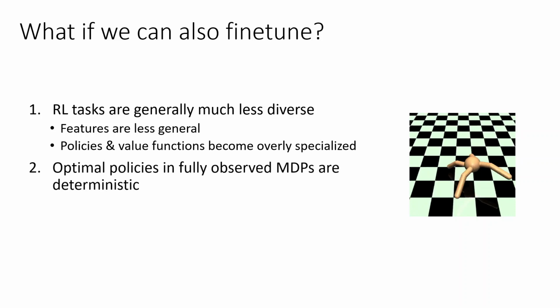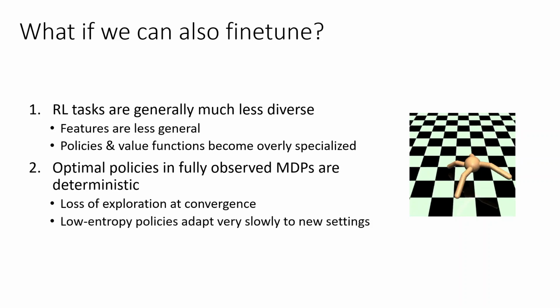The optimal policies in fully observed MDPs tend to be deterministic. The longer you train, the more deterministic your policy will become. And combined with problem number one, this can be a big issue because as your policy becomes more deterministic, it explores less and less. So you have loss of exploration and convergence.